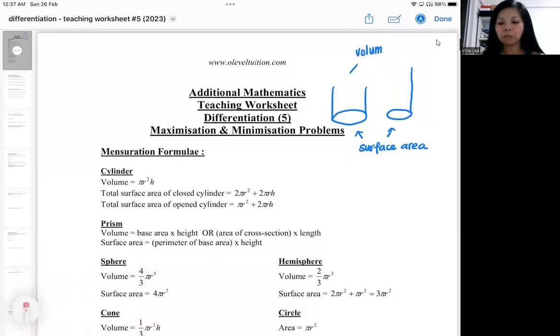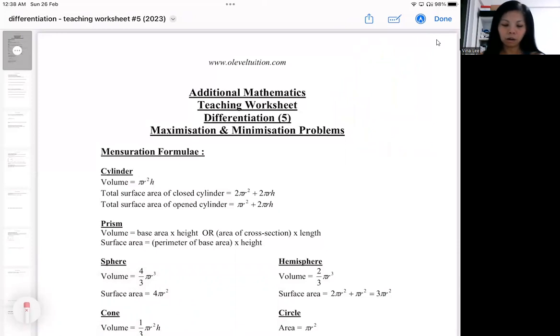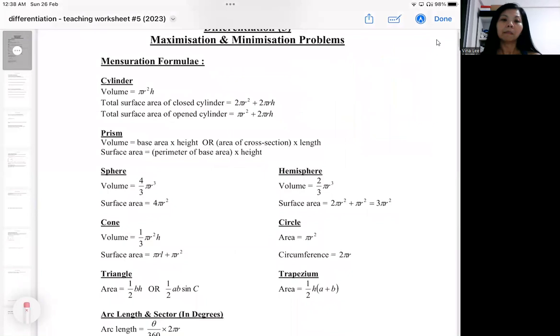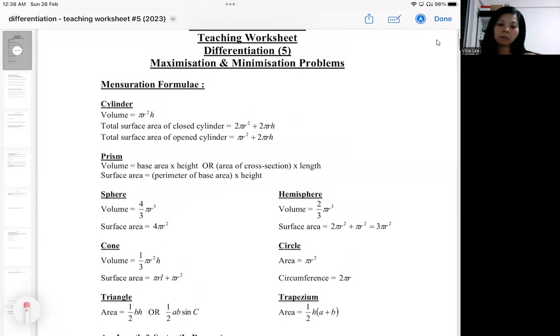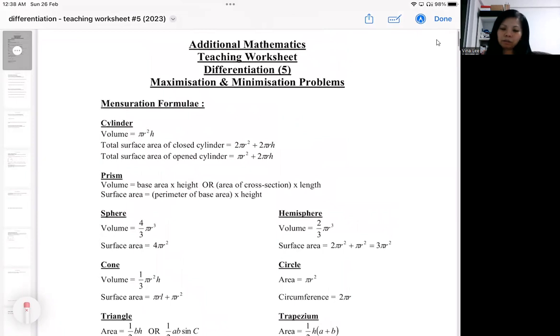So inevitably, this application will involve all the mensuration formulas, and you will need to know the formulas at your fingertips. In the previous application, rate of change, you also encountered connected rates of change, related rates of change. You also encountered the various mensuration formulas being used in rate of change. So the same set of formulas is also being used in the maximization and minimization problem. Okay, so first of all, this is just an introduction.